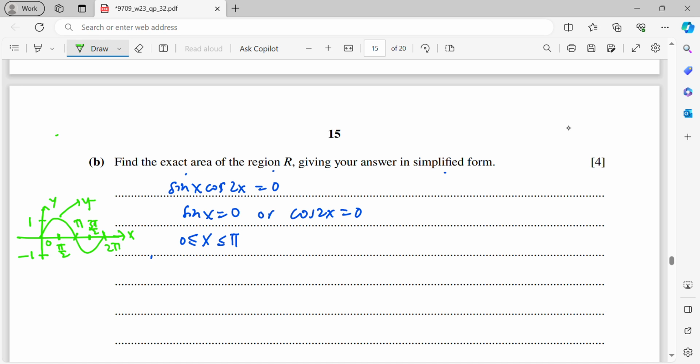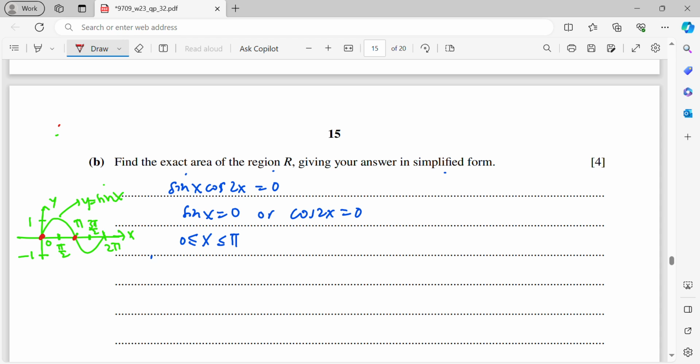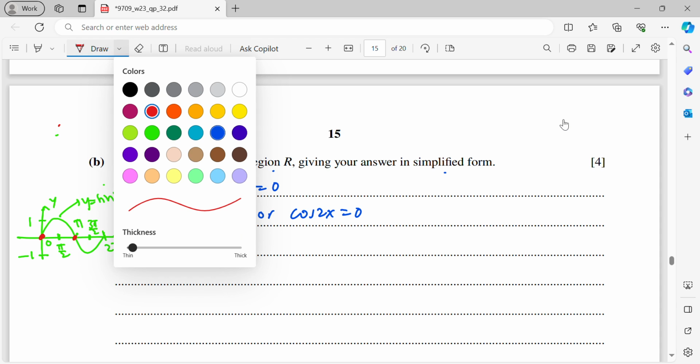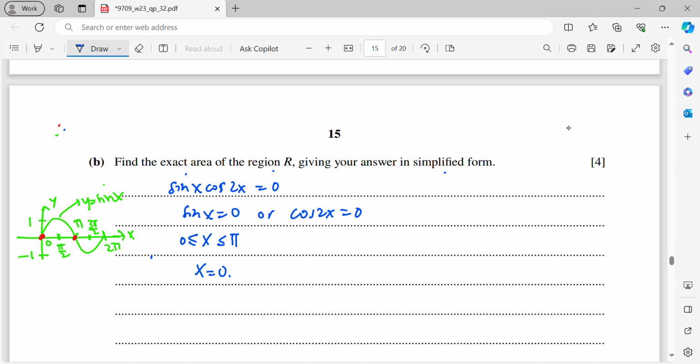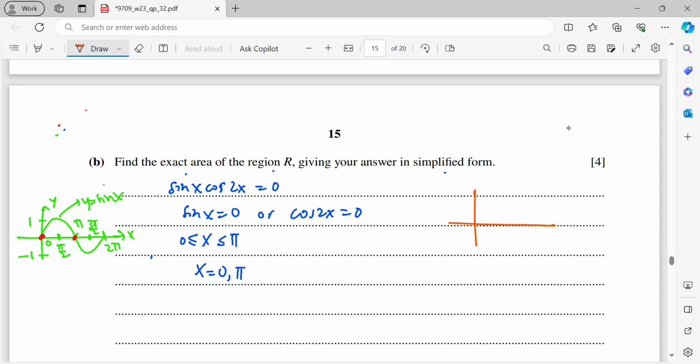This is a sine graph. So when x is from 0 to pi, the sine will be 0, which means I have to consider these 2 points. Okay, so then I will get x equals 0 or pi. Now for the cos 2x, the cos graph. What we need to do is, when this is 0, it will be these 2 points. That means this is pi over 2, and this is 3 pi over 2.